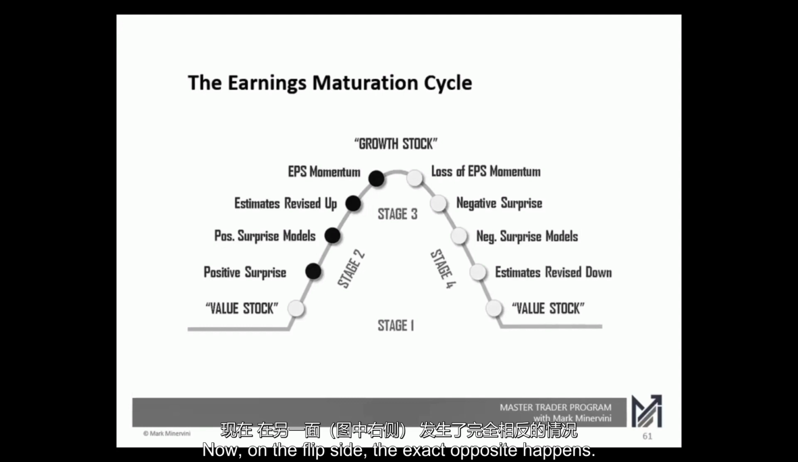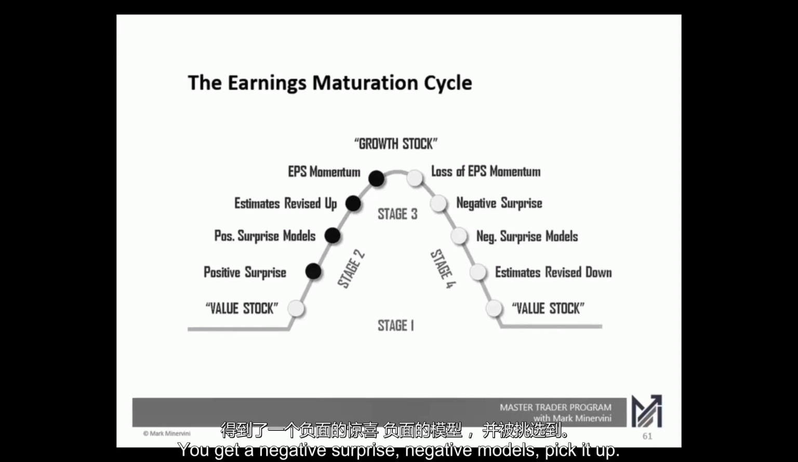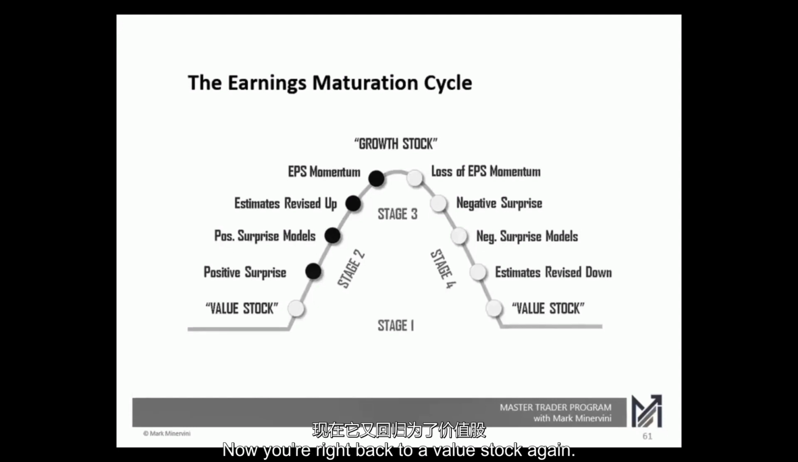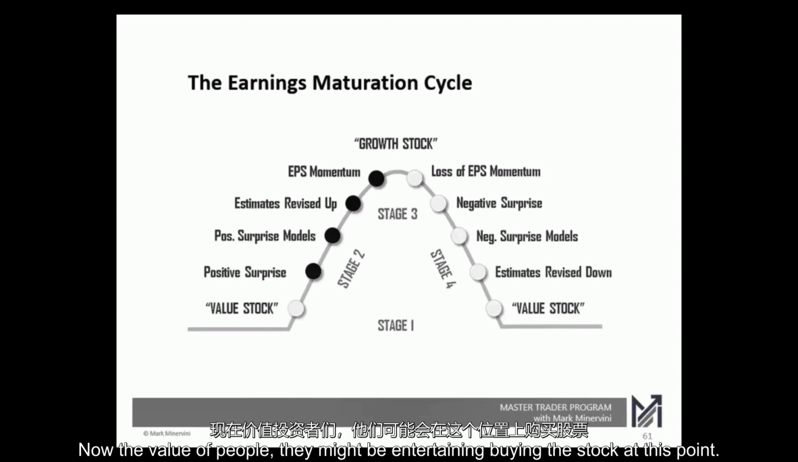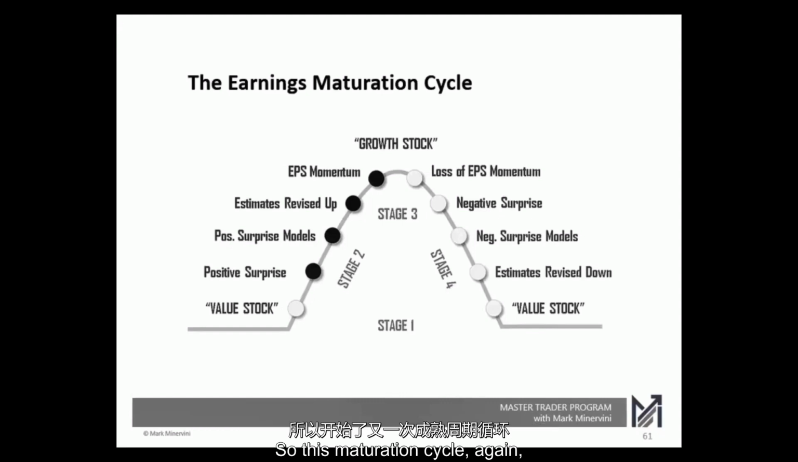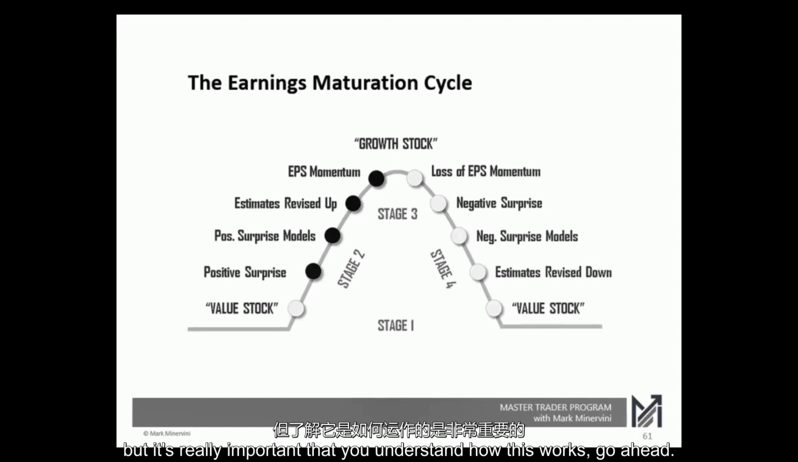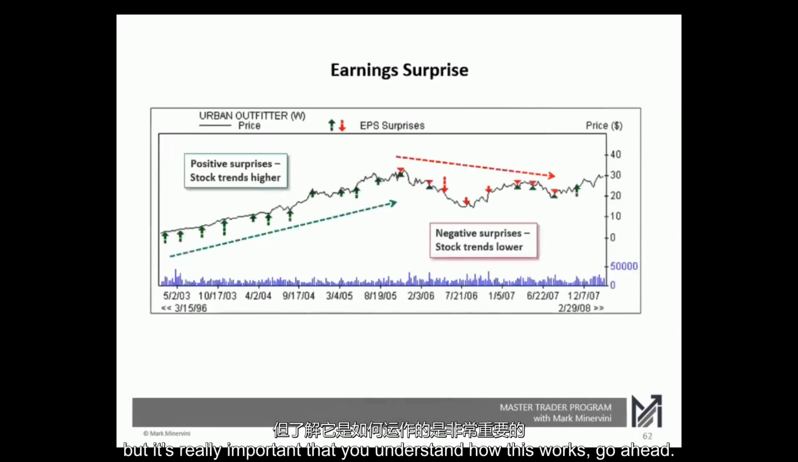Now, on the flip side, the exact opposite happens. You get a loss of EPS momentum. It starts to stall. You start seeing deceleration in the earnings. You get a negative surprise. Negative models pick it up. And now the stock is sold off. Institutions start dumping the stock. Estimates are revised down. And now you're right back to a value stock again. And you're selling the stock, and now the value people might be entertaining buying the stock at this point. So this maturation cycle is also part of an overall perspective, but it's really important that you understand how this works. And Mark, go ahead.